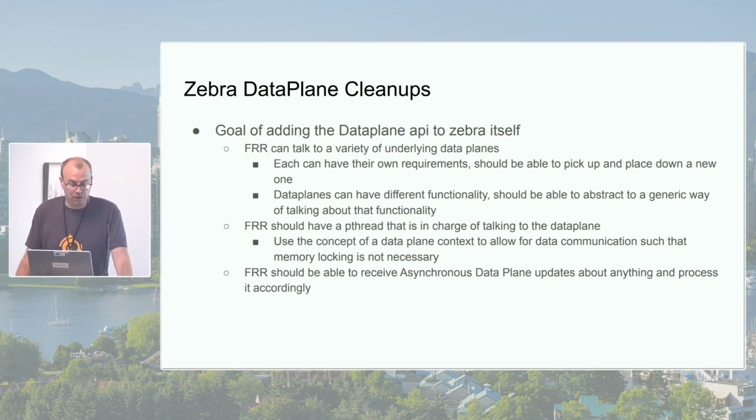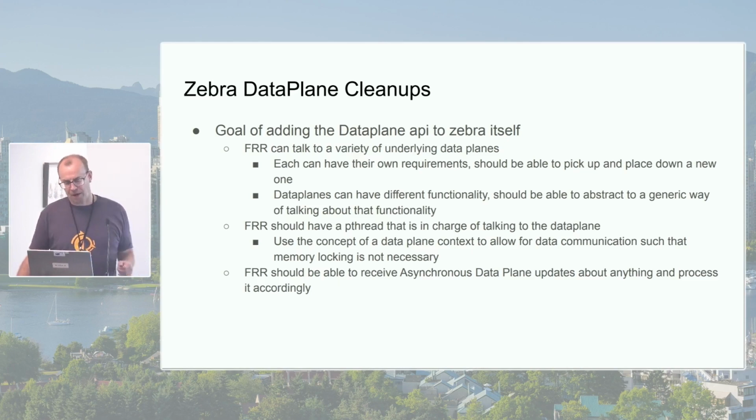Mainly we wanted to do that because data planes have different functionality, and we wanted to abstract a generic way of thinking about the problem. I don't want Zebra, the main part of Zebra, to behave differently because the ASIC is behaving differently. I want it to be intelligent and just say, hey, install this route. You figure out the details. I don't care about that part.